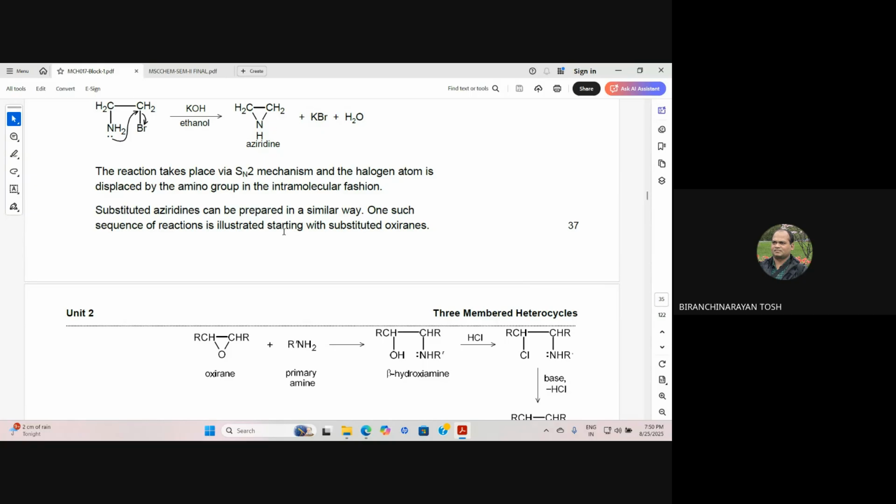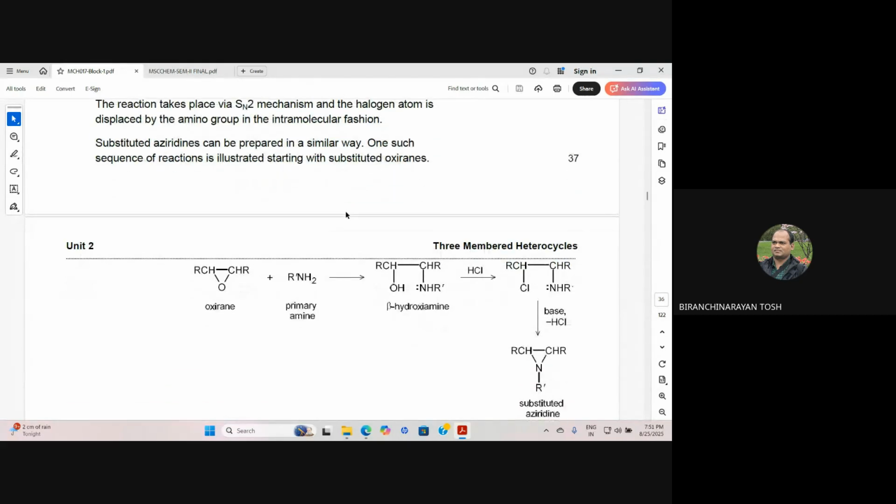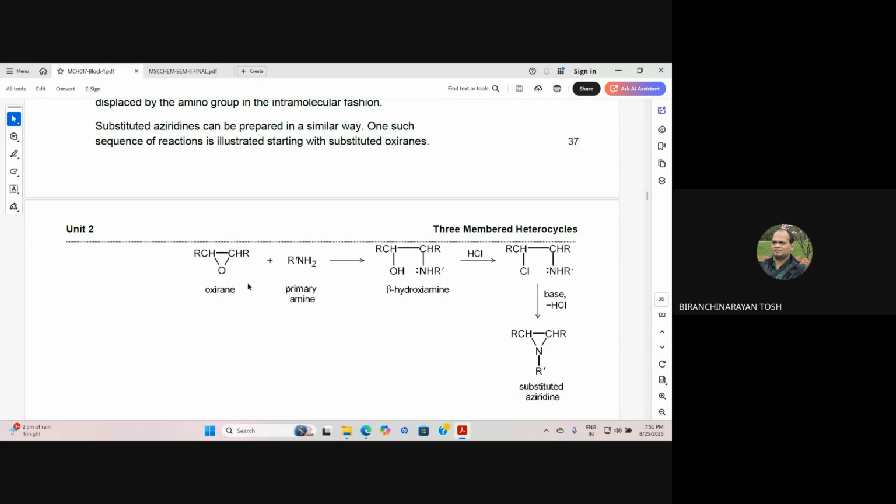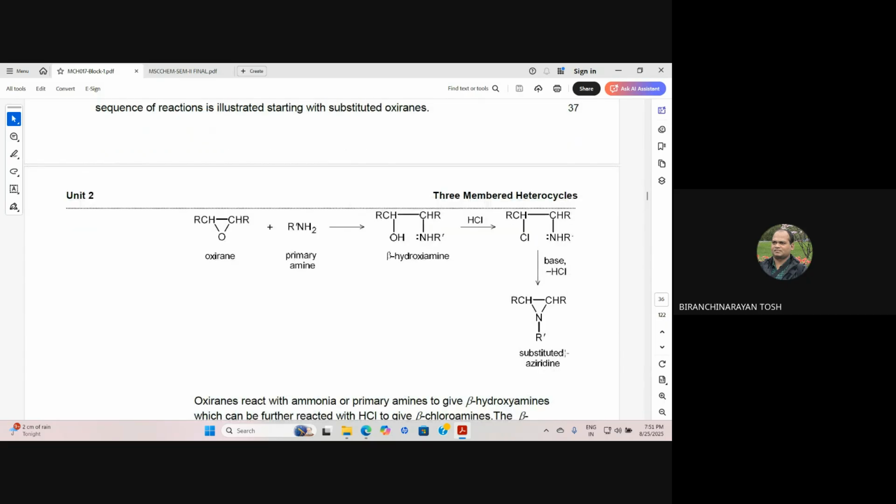Similarly, substituted aziridines can be prepared in a similar way. One such sequence of reactions is illustrated starting with oxirane. If oxirane reacts with a primary amine, the simple reaction that you know, it will form a substituted beta hydroxyamine. Then if you react with HCl, the hydroxyl will convert to chloro, and when we give base, this hydrogen and this chlorine will be removed, or this chlorine will be substituted by nitrogen. So we'll get this compound, a substituted aziridine.